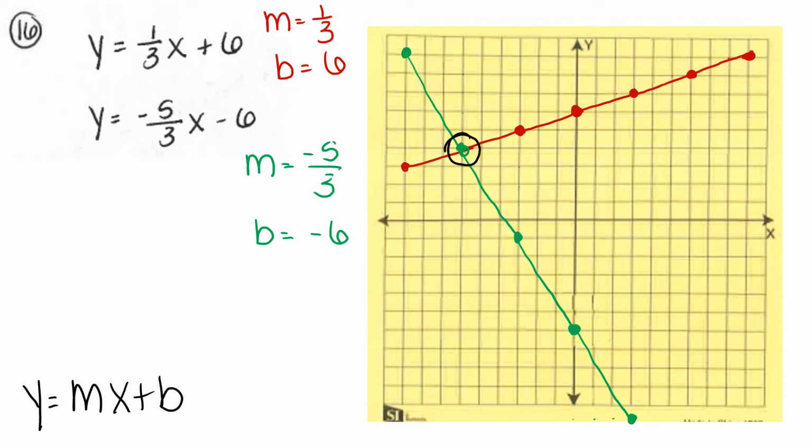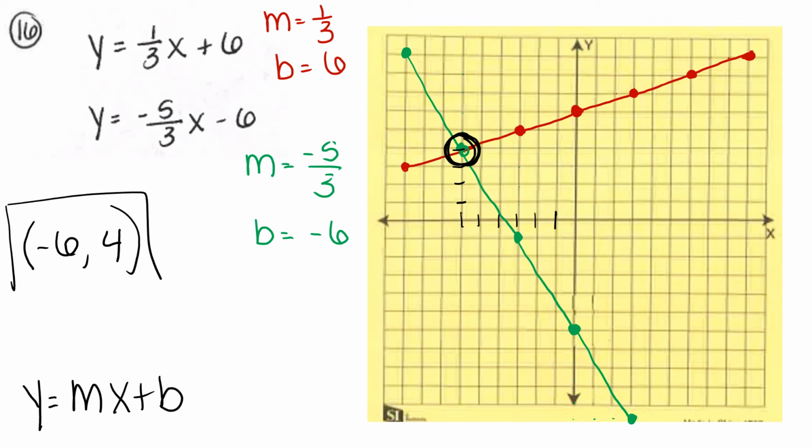We can see that our lines intersect here at point negative 1, 2, 3, 4, 5, 6. So negative 6, and then positive 1, 2, 3, 4. Negative 6, positive 4 is our final answer because our lines intersect at that point.